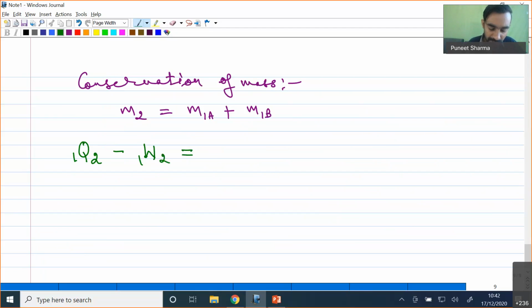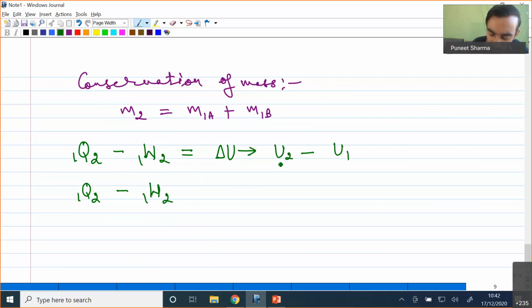We will not be having any kinetic energy and potential energy, so we will be considering these as negligible. So this will be nothing but equal to our delta U. Okay. So if I just write it down, Q1-2 minus W1-2 will be nothing but delta U, which will be nothing but U2 minus U1.